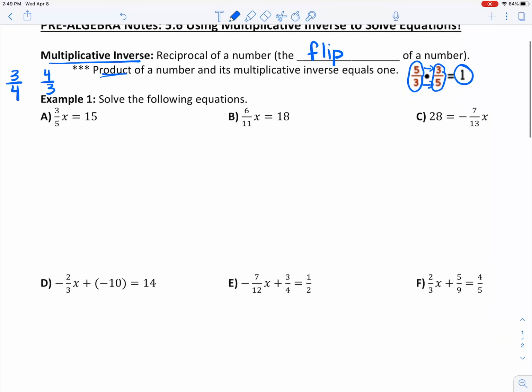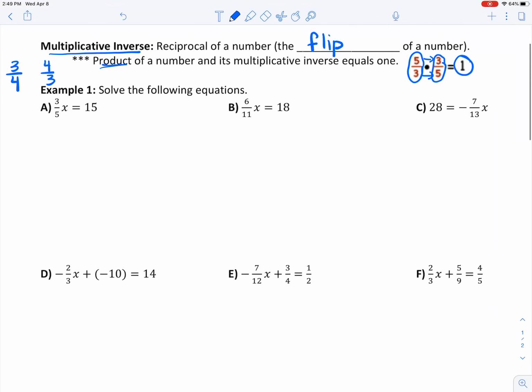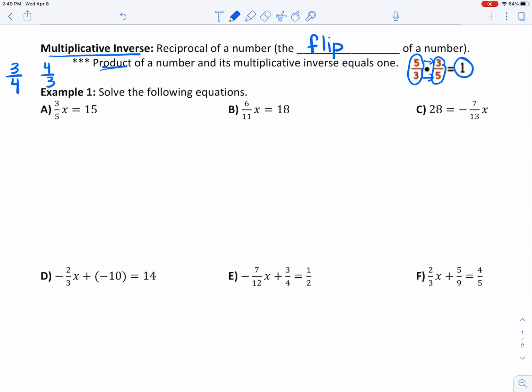Now, this is going to be very, very helpful for you in the future when you want to solve equations. I know it's been a while since we've talked about solving equations, but we're talking about solving equations today because we're going to be talking about fractions with equations.